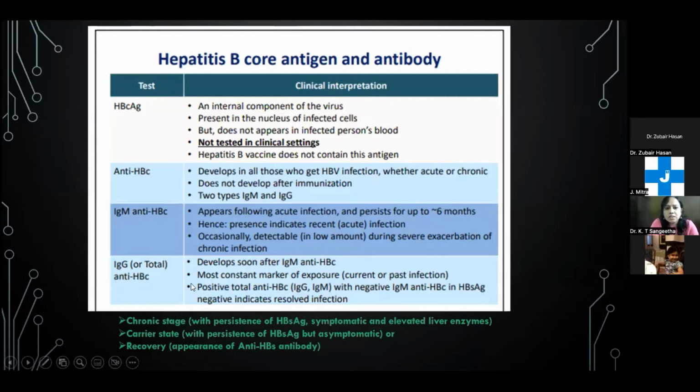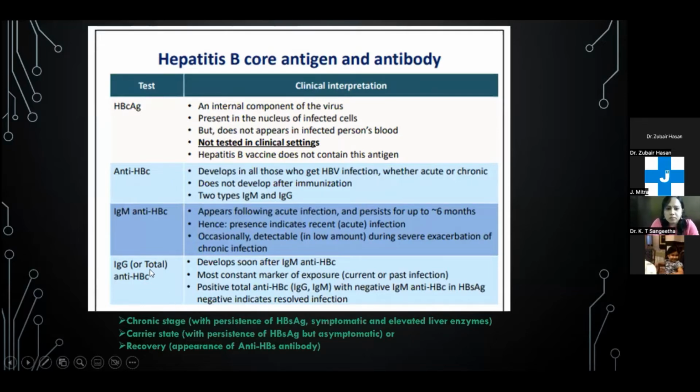Next is the IgG, or the total anti-HBc, which combines IgM and IgG. The total anti-HBc, or IgG, develops soon after IgM anti-HBc. It's the most constant marker of exposure. It indicates current or past infection. A positive total anti-HBc with a negative IgM anti-HBc, in a HBsAg negative patient, indicates a resolved infection.